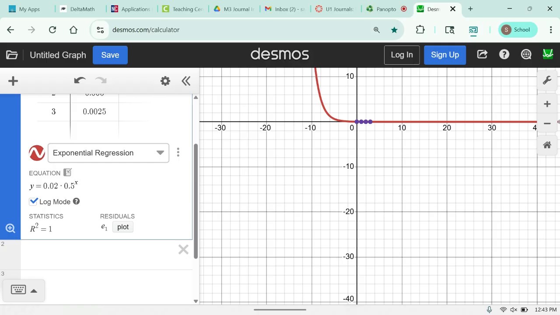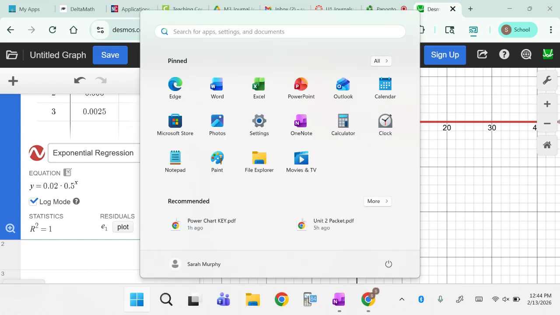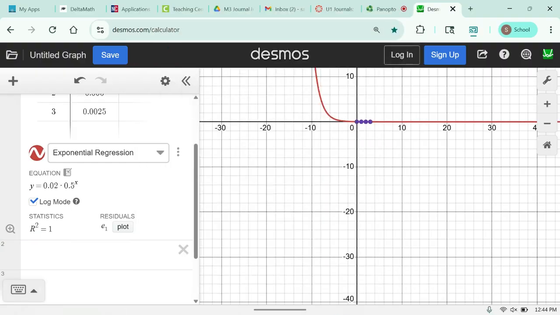All right. Shh, shh, shh. Okay, what'd you guys get as your equation? Raised to the x power, yes. So, I put it in Desmos, the exponential regression, there's my function.